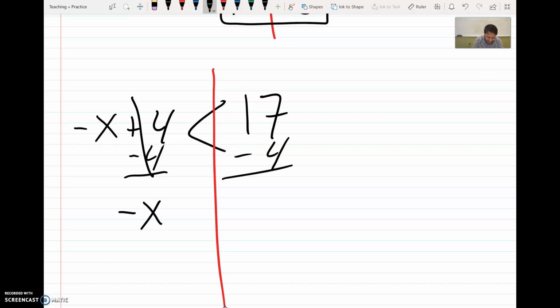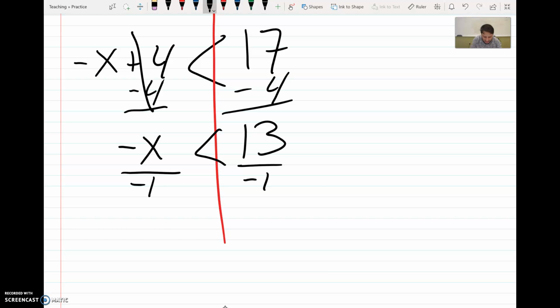We have negative x is less than 17 minus 4, which is 13. We're not done, right? Because we still have this negative sign here. So I'm going to divide by negative 1 so that I get rid of my negative sign. So x is less than negative 13.